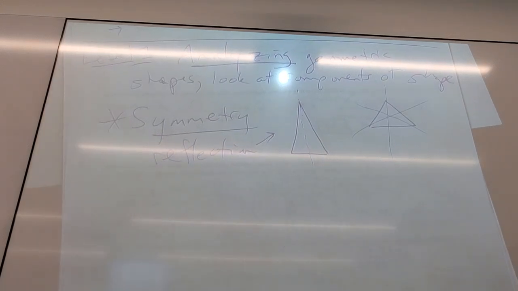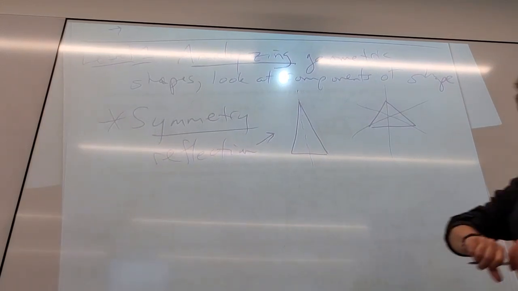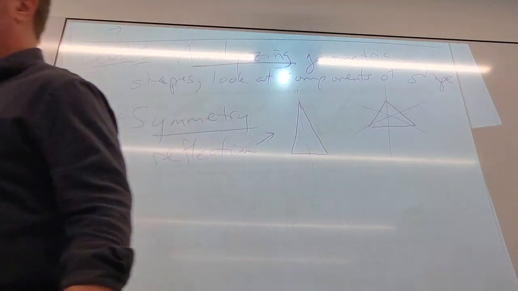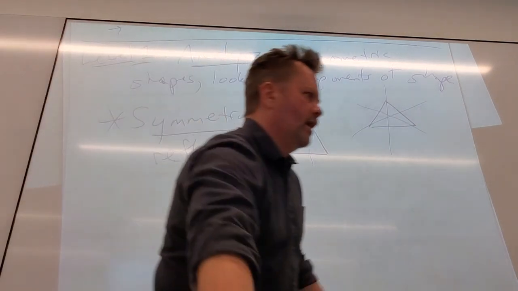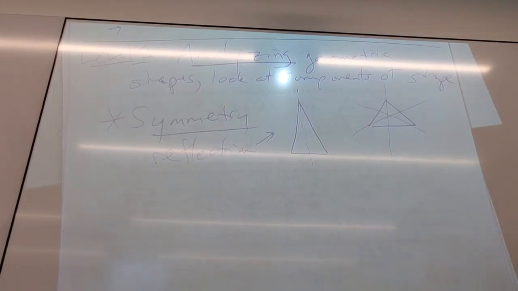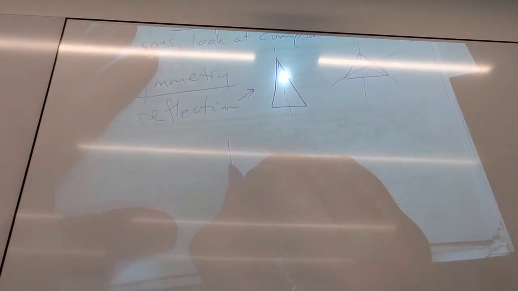What shape has the most symmetry? The most lines of symmetry? Squares. All right, well, square has how many? Let's talk about it. So square has how many lines of symmetry? Kind of like that's a square.